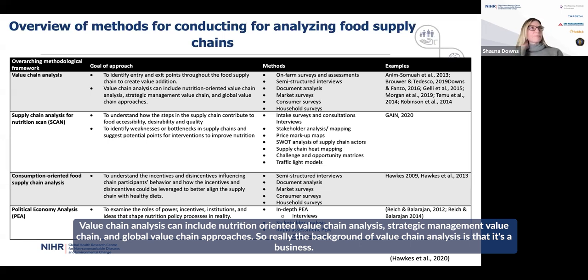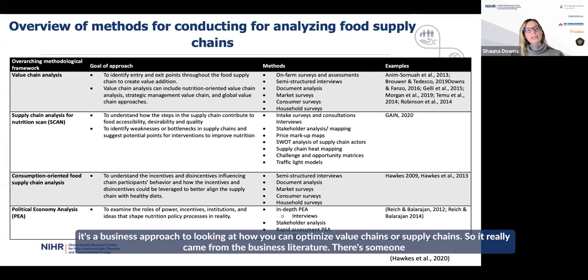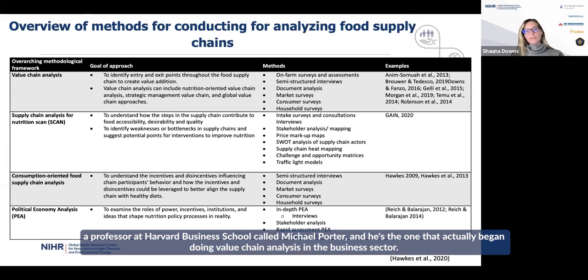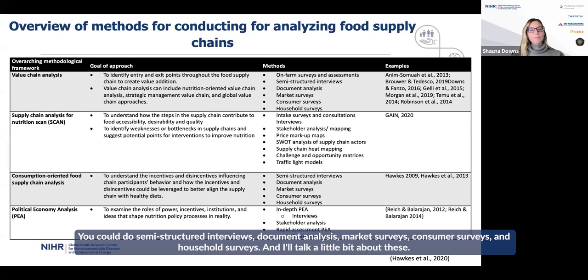So really the background of value chain analysis is that it's a business approach to looking at how you can optimize value chains or supply chains. So it really came from the business literature. There's a professor at Harvard Business School called Michael Porter, and he's the one that actually began doing value chain analysis in the business sector. You can use various different methods as part of the value chain analysis. This includes things like on-farm surveys or assessments. You could do semi-structured interviews, document analysis, market surveys, consumer surveys, and household surveys. And I'll talk a little bit about these.